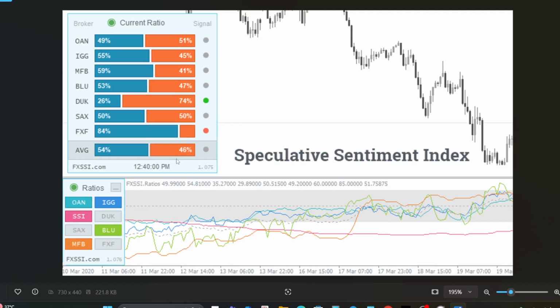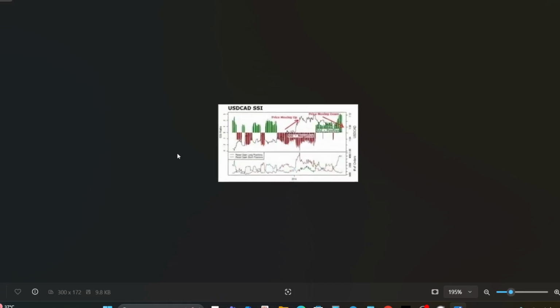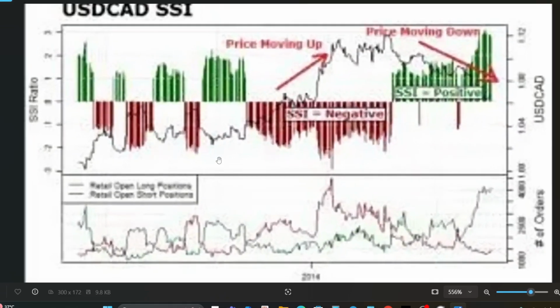The market does not move based on what retail traders do. It moves based on institutional money. And if too many traders are on one side, big players may be preparing to push the price the other way. The idea behind SSI is that the majority of retail traders are often wrong about the market's direction. So institutions use this to their advantage. And if you know how to read SSI correctly, you can avoid falling into the same trap.